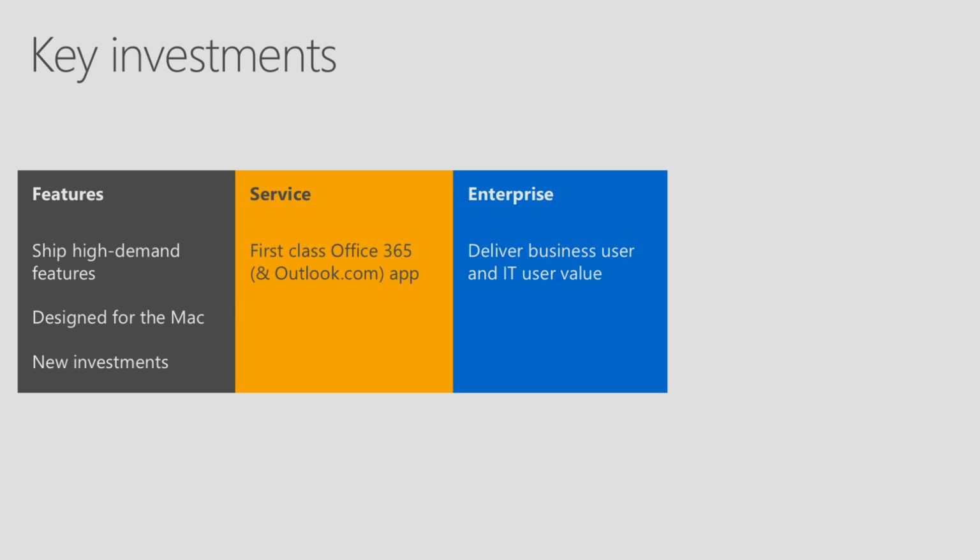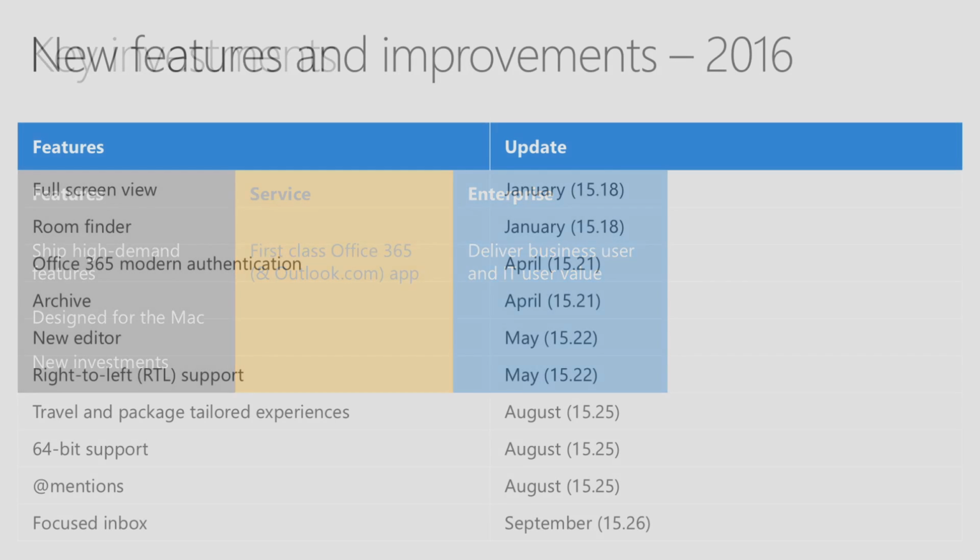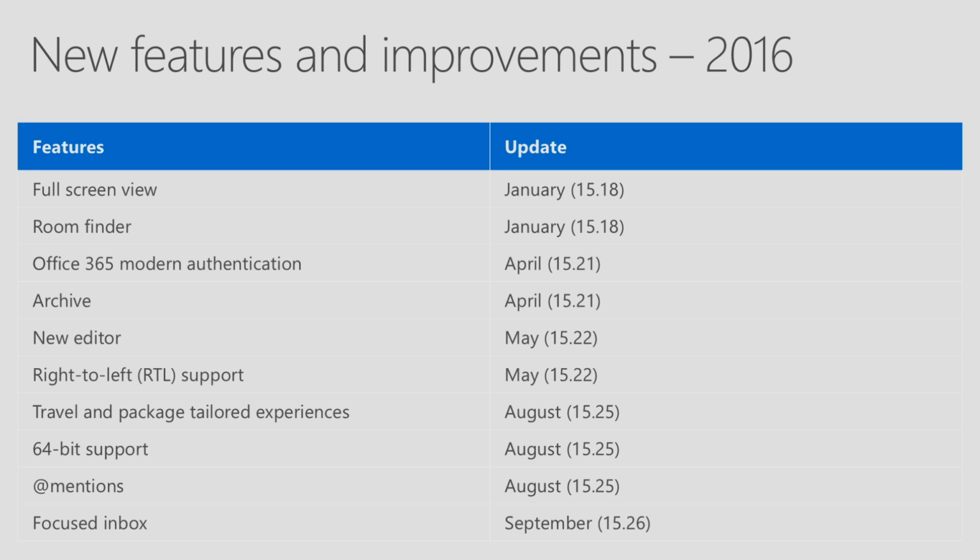And I'll talk a little bit about the support model in Outlook for Mac and how we're going to provide value to organizations with that. All right, so where the rubber hits the road, what have we done this year? So taking those 3 pillars and actually showing you some of the biggest things we've shipped, all the way from January full screen view down to Focused Inbox, which just went out earlier this month. These are the things that have really embodied those investments.